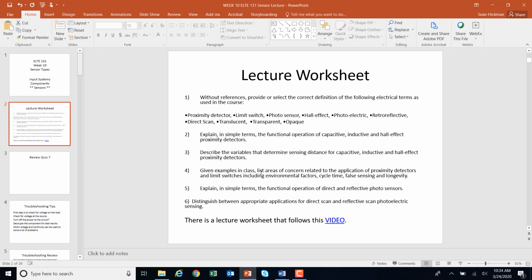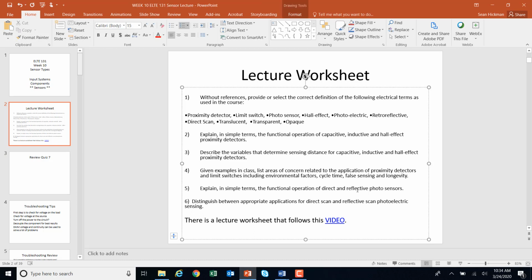Give examples that are given in this video that relate the applications of sensors and limit switches to environmental factors, cycle time, fault sensing, and longevity. Explain in simple terms the operation of direct and reflective photosensors, and distinguish between appropriate applications for direct scan and retroreflective scanning. So this lecture and the videos are going to go over this, and we'll do the lab, and then you should be able to answer these.